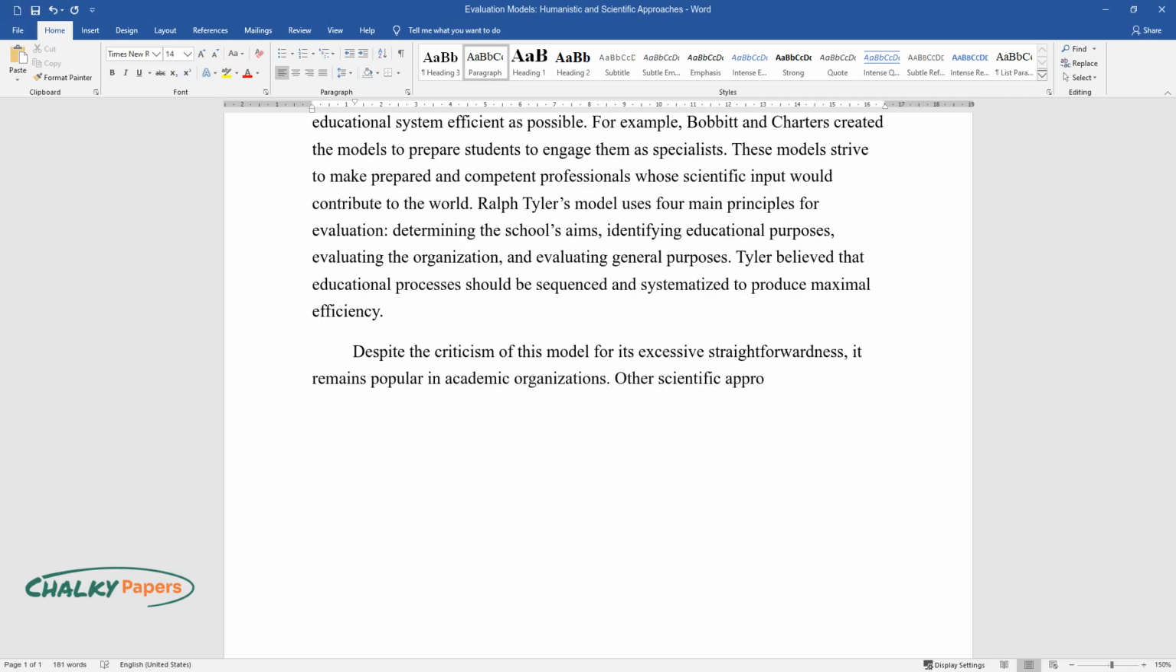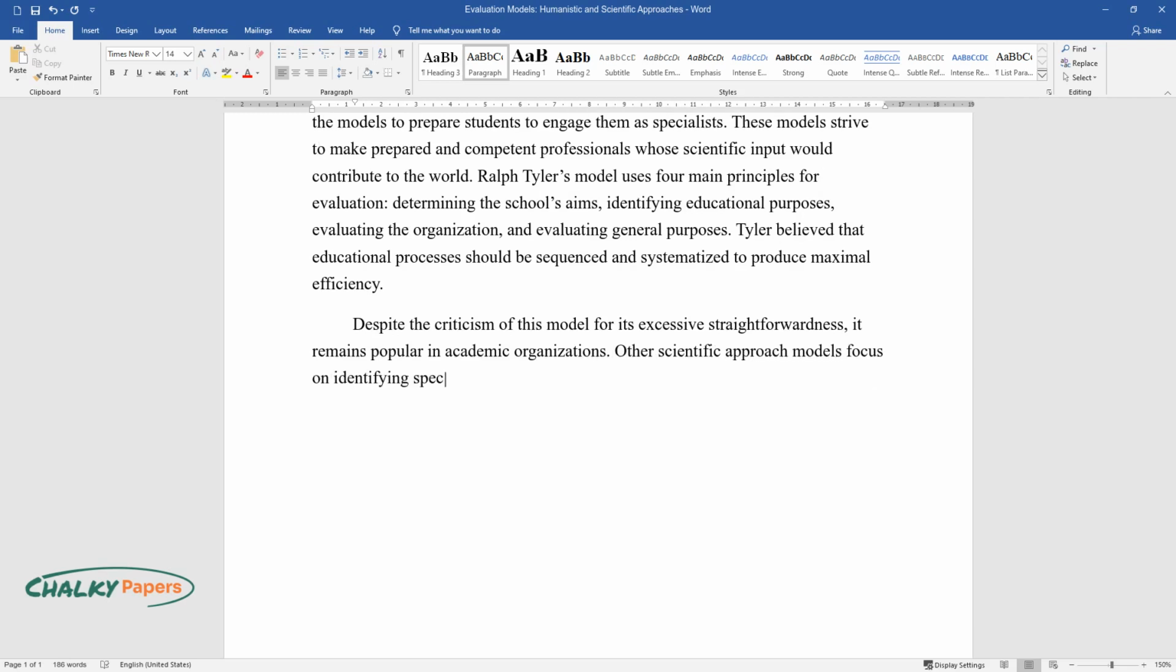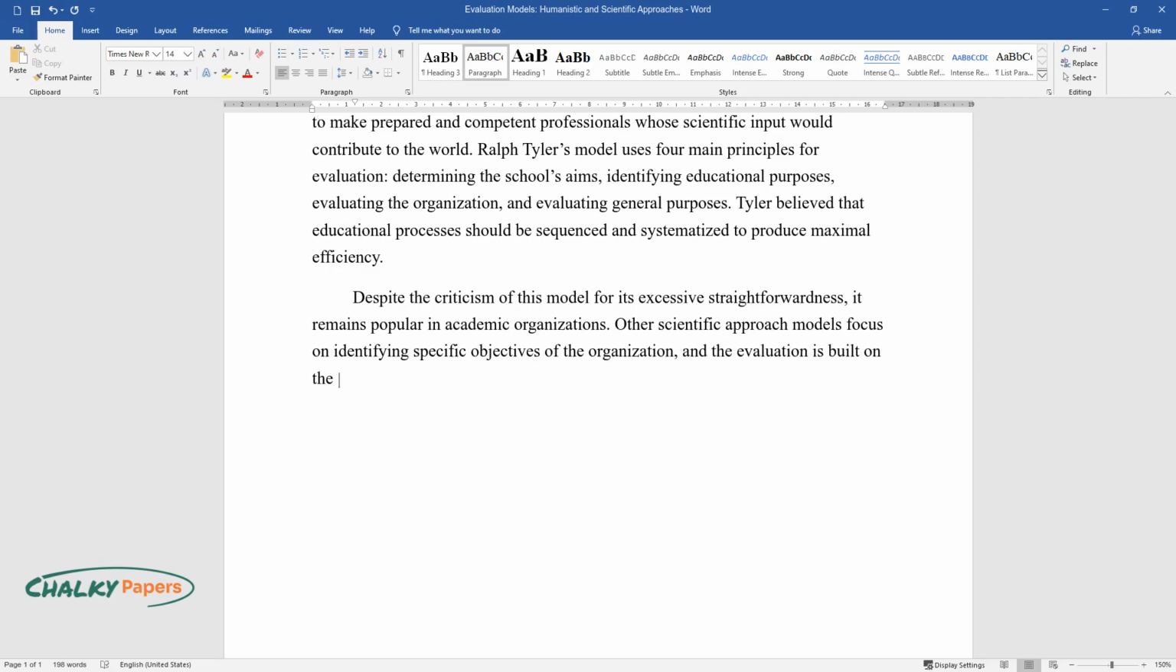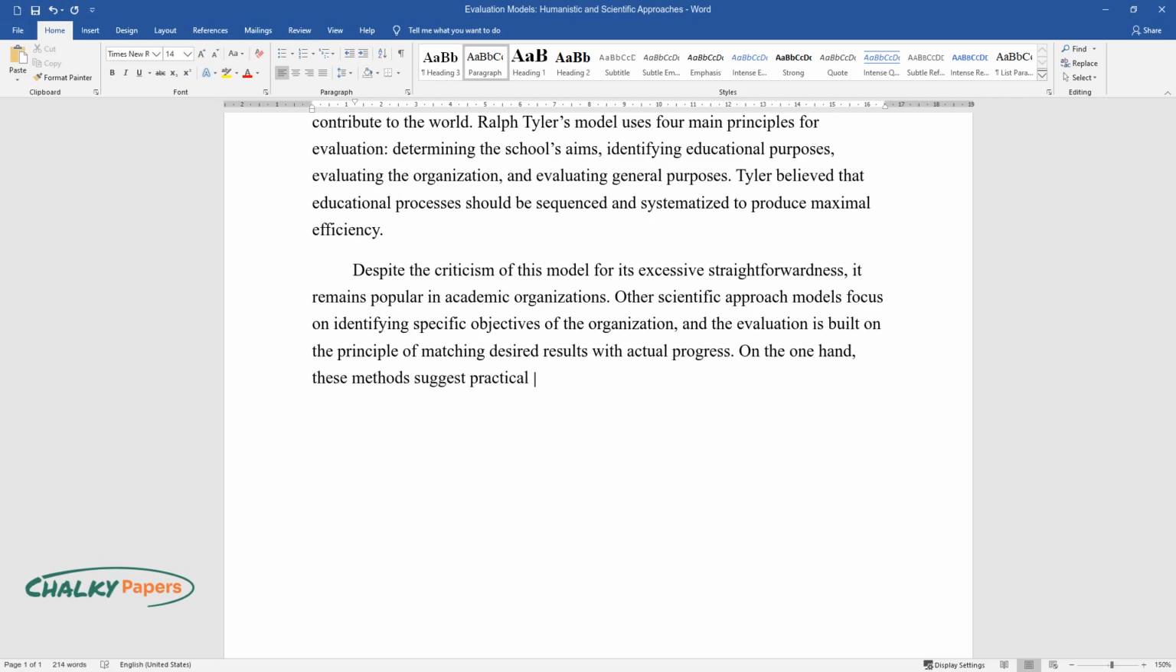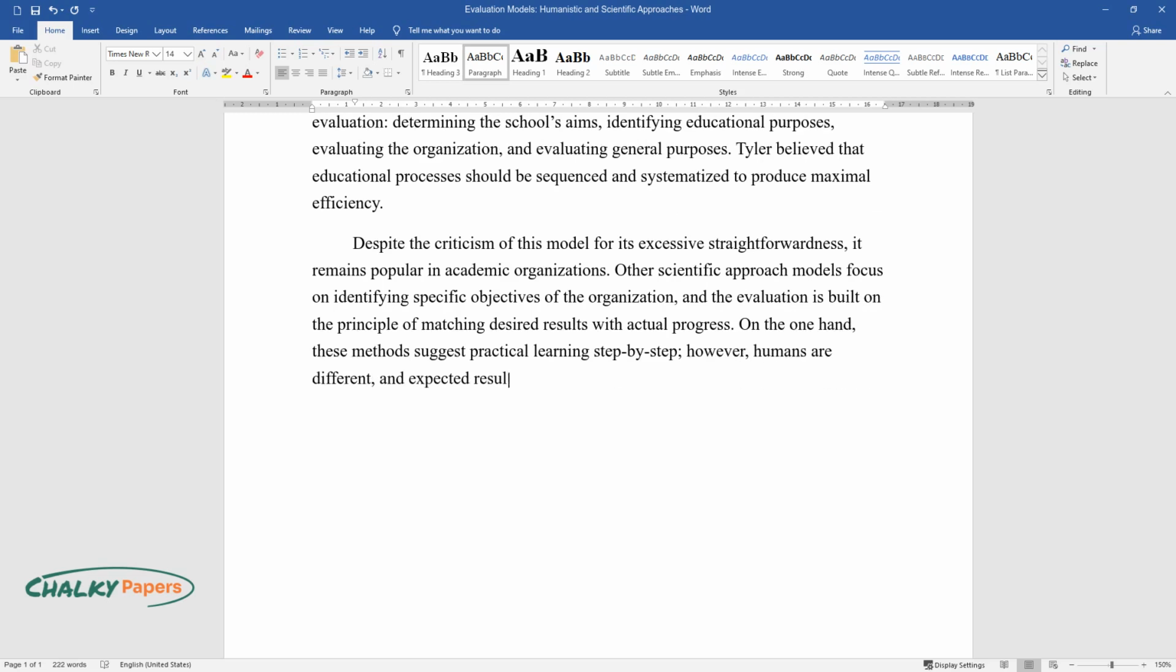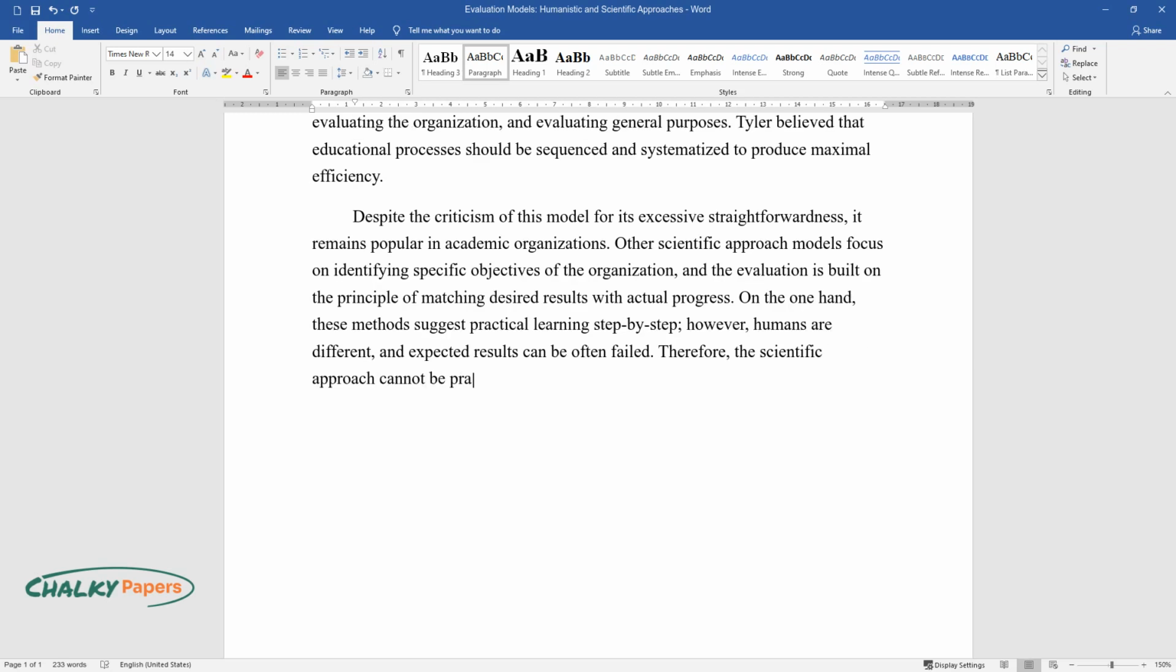Other scientific approach models focus on identifying specific objectives of the organization, and the evaluation is built on the principle of matching desired results with actual progress. On the one hand, these methods suggest practical learning step by step. However, humans are different, and expected results can often fail. Therefore, the scientific approach cannot be practical for all participants in the learning activity.